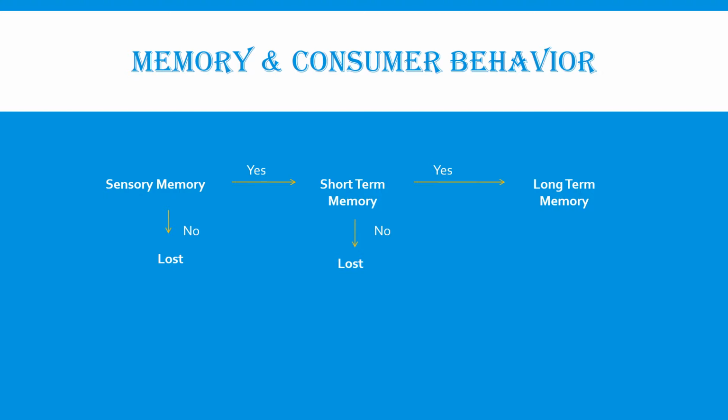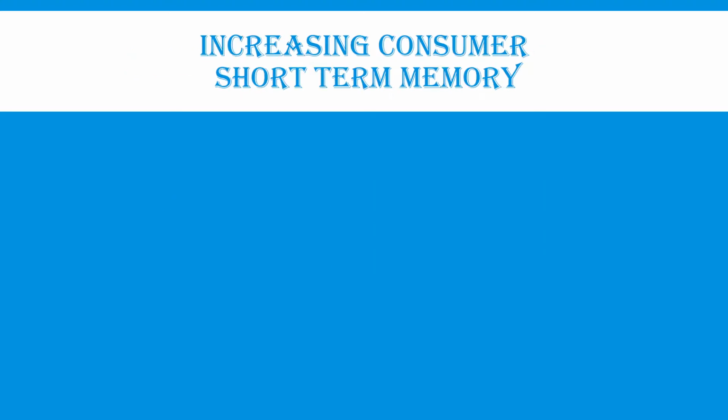So you need to know these 3 things because they're very, very important in understanding some of the stuff I'm about to talk about. One of the most important things in there is short-term memory. So how do we increase short-term memory? How do we make it better? Well, one thing that we can do is what is referred to as chunking.